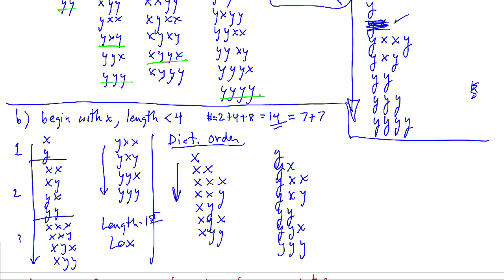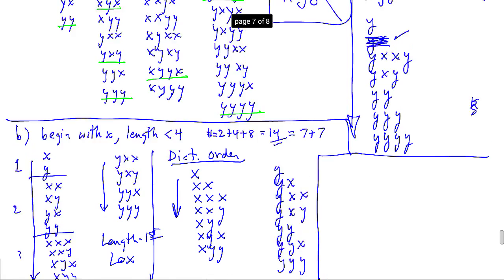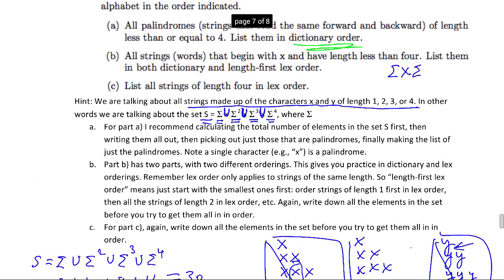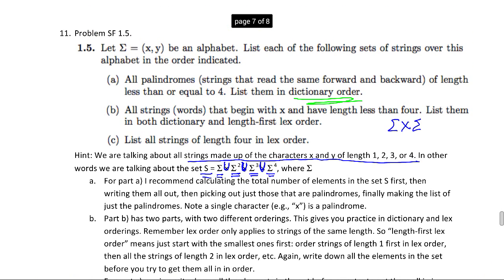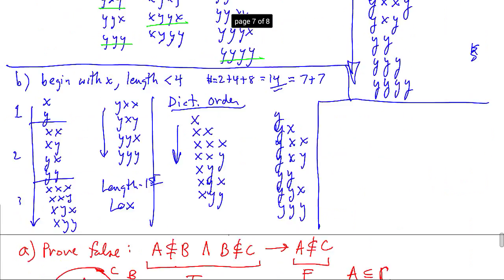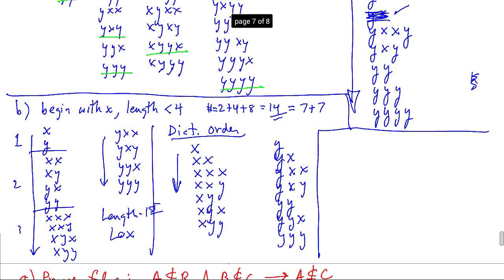Let's see if I've got room to do part C over here. Part C says, list all the strings of length 4 in lex order. Length 4, 2 to the 4th. There are 16 of them. Lex order, I think I can do it here. Part C. Length 4. Length equals 4 in lex order.